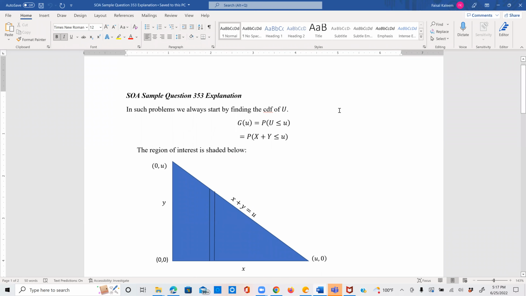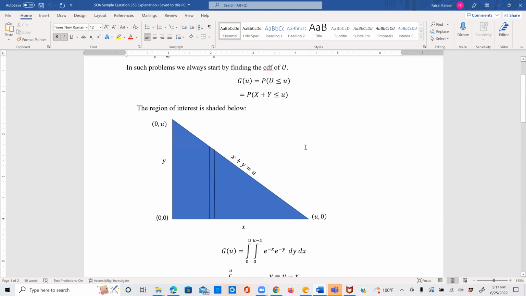So big G of u is the probability big U is less than or equal to little u, and big U is X plus Y, so that's equal to the probability X plus Y is less than or equal to u. And there is the shaded region; X plus Y equal to u is this slanted line. And we can see from this figure that the shaded region is where X plus Y is less than or equal to u.